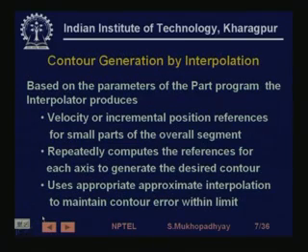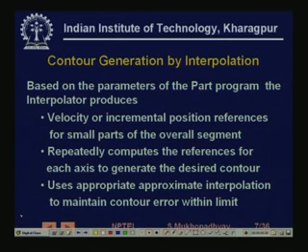Based on the parameters of the part program, the interpolator produces velocity or incremental position reference. As we have seen, there are 2 kinds of systems. One is a point to point system, another is a contouring system. In a point to point system, suppose you have a drilling machine. When the drill is moving from here to here, it is not cutting, while in a contouring system, while the table moves, there is cutting.